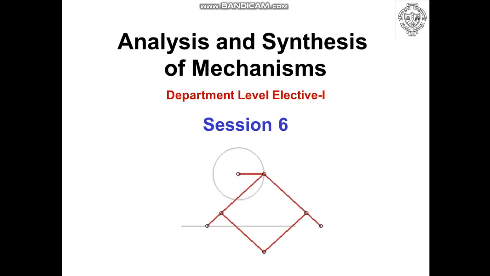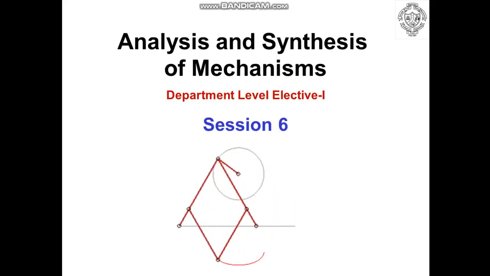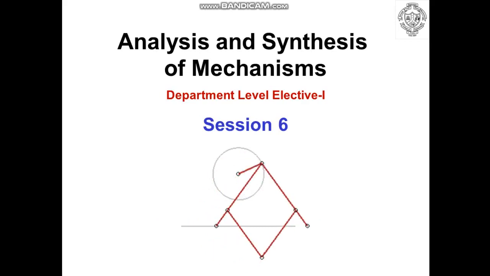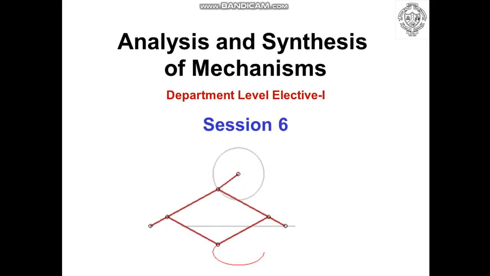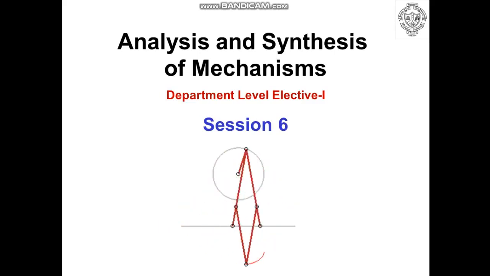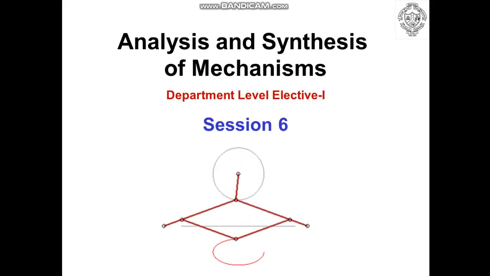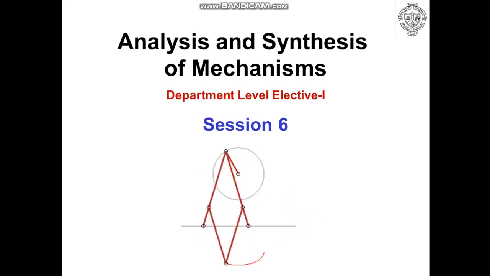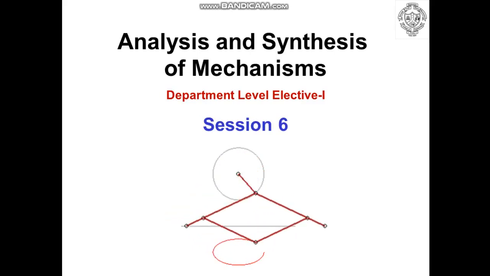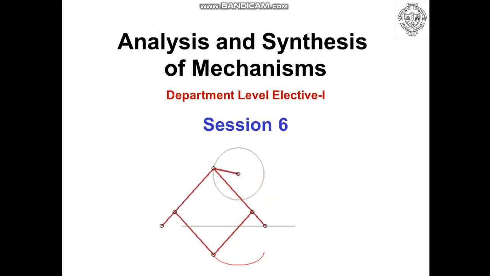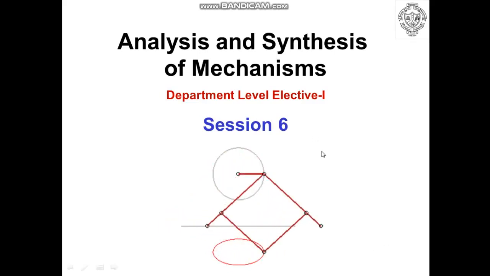And the last method is motion generation or body guidance, where it is required that the entire body of the coupler be guided through a prescribed motion sequence, where both positions of a point within the moving body and angular displacement of the body are given, like 3 position synthesis or 2 position synthesis, and the motion has to be prescribed as simple translation or a combination of translation and rotation. So this was the summary of various types which we have studied in the previous sessions.